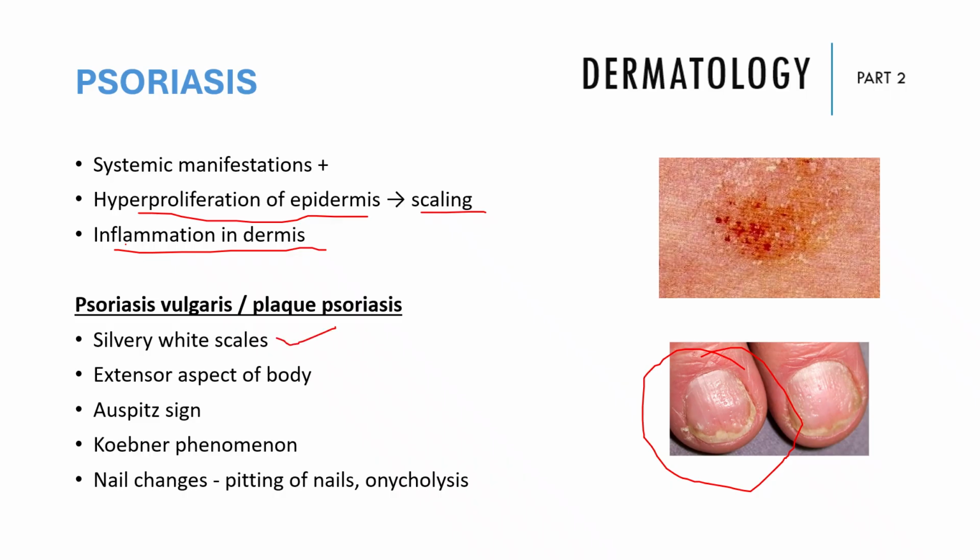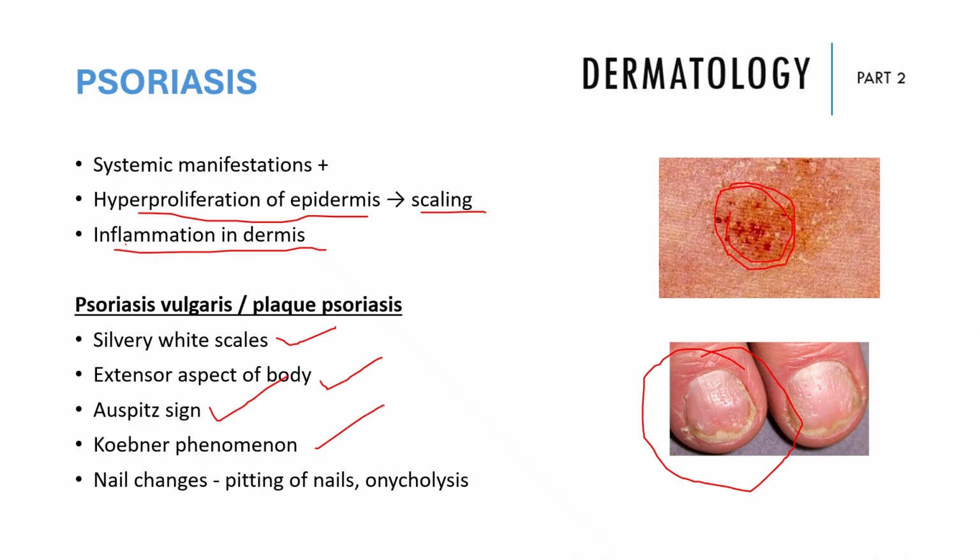It classically has silvery white scales. That is the description of the scaling in psoriasis, and it's usually in the extensor aspect of the body. And there is something called Auspitz sign. What is Auspitz sign? You scrape off the scales and finally you will see bleeding points, just like you see in this picture. You will see bleeding points, and that is called Auspitz sign.